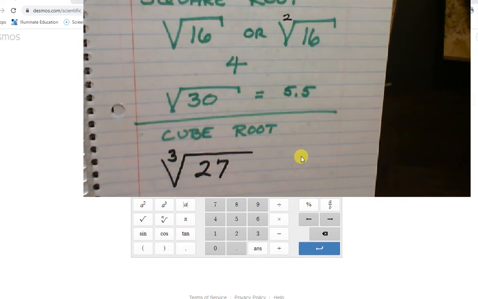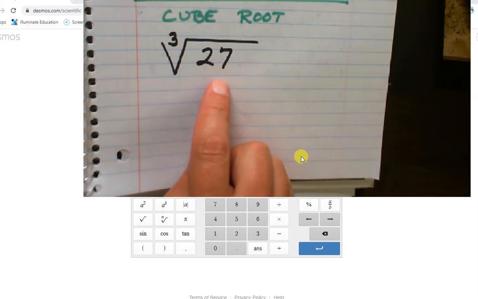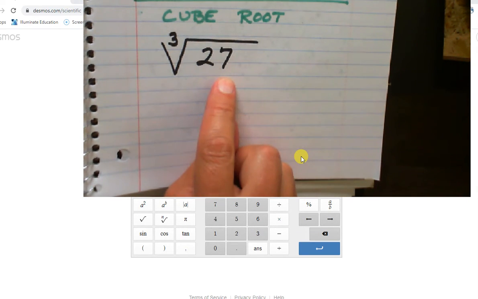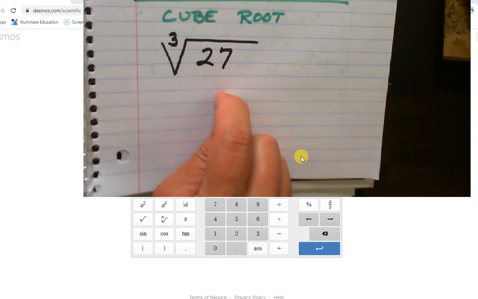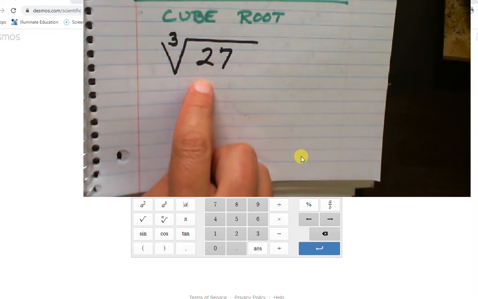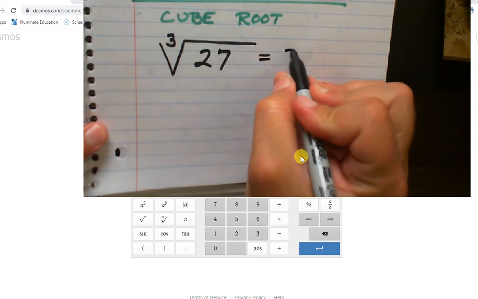So what's the cube root of 27? What times itself 3 times is 27? Well, 2 times 2 times 2 is 8, so it's not 2. 3 times 3 is 9, times 3 is 27. So the answer to this is 3.